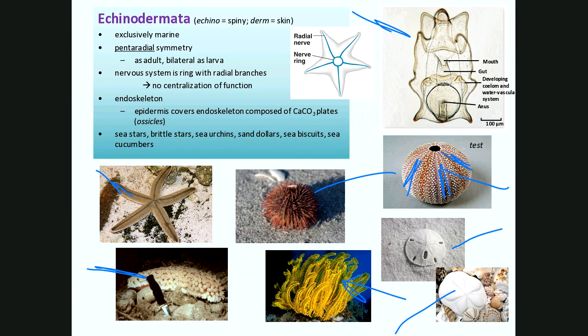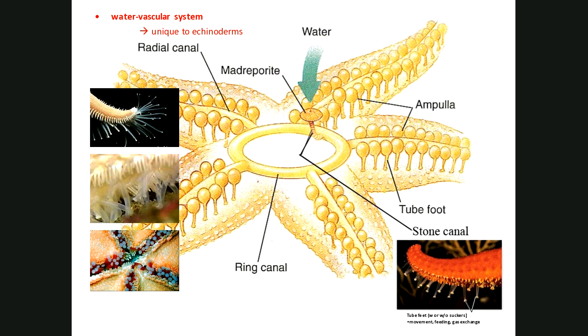Now let's look at the inside of your typical sea star. There's something inside of sea stars that's found nowhere else. It's called the water vascular system. This is so cool. It's unique to echinoderms. Only echinoderms have it. So this is something that they came up with completely on their own.